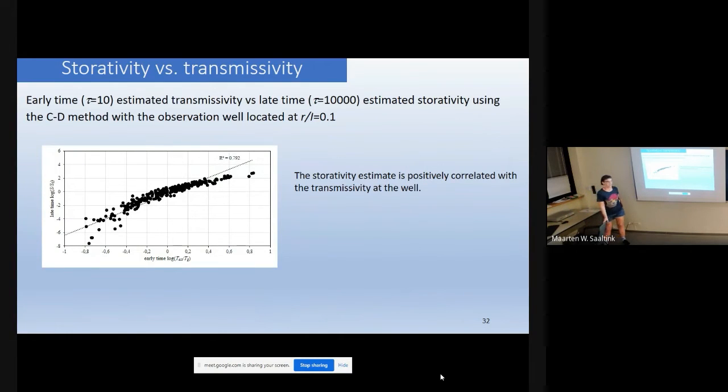Here we compare early time transmissivity estimates with late time storativity estimates, and they are positively correlated. So the early estimates of transmissivity in the vicinity of the well have an important impact on the estimated storativity values.